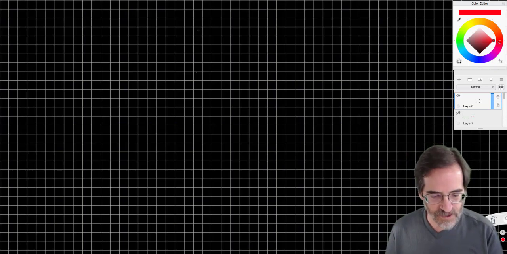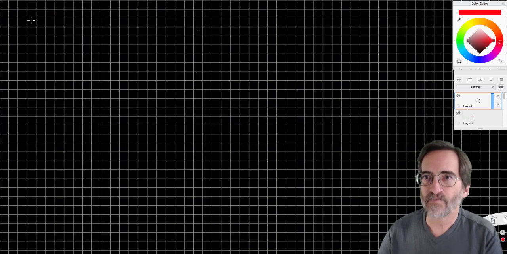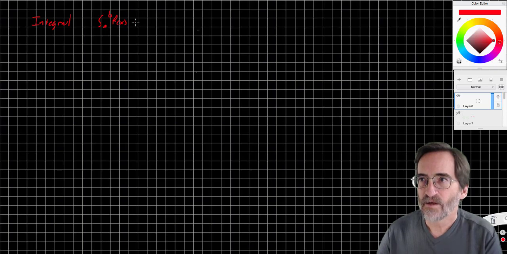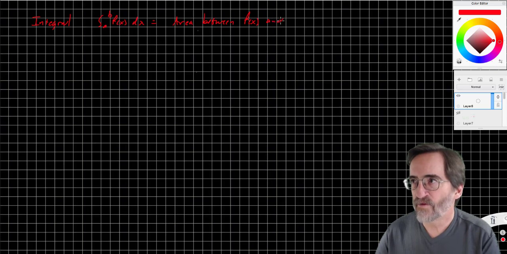All right, so let's deal with the first, and that is the concept of integrals and area. So if you find the integral from a to b of f of x dx, you essentially are finding the area between f of x and the x-axis.